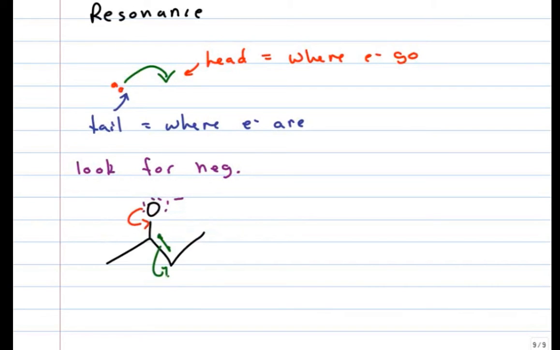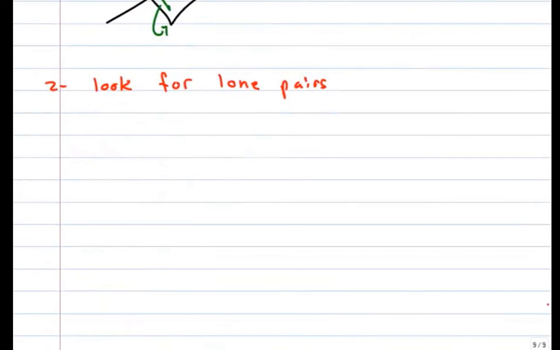If you don't have a negative, the next thing you want to look for is lone pairs. So for example, a fun one to draw is this, and I'm not going to draw all the resonance structures, but you guys are welcome to try it. If you have a molecule like phenol, there are no negative charges, but we have a lone pair on oxygen. That can start resonance, which will cascade into the ring, and then you would show all the different resonance structures. Look for the lone pairs.